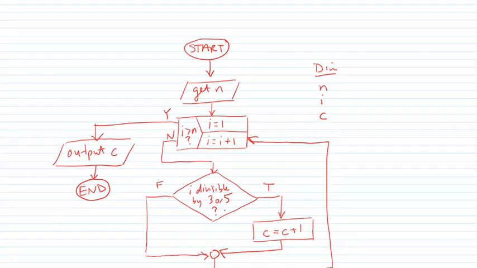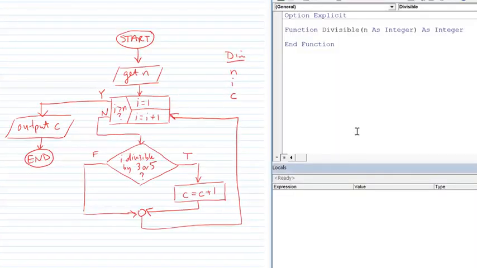So let's go ahead and put this into VBA code. I've created my module and my function. I'm going to call this Divisible. The argument is n as an integer, and Divisible is going to output an integer. We have to dim I, which is the counting index, the iteration index, and C, which is the count.